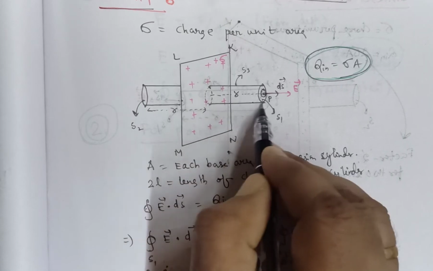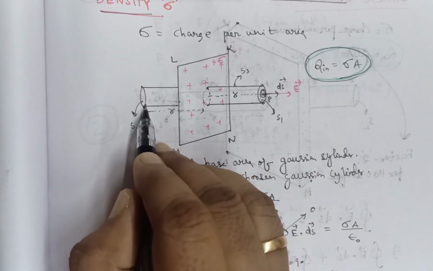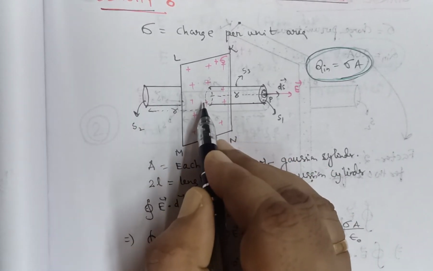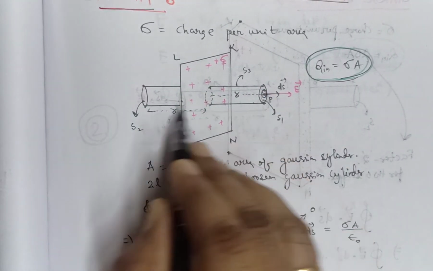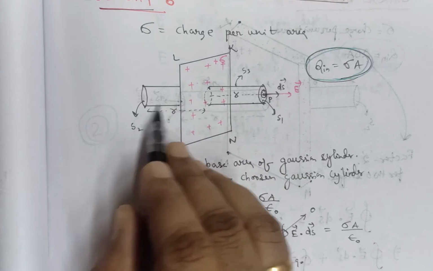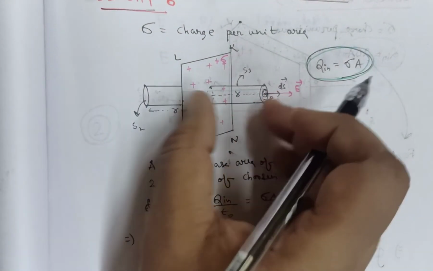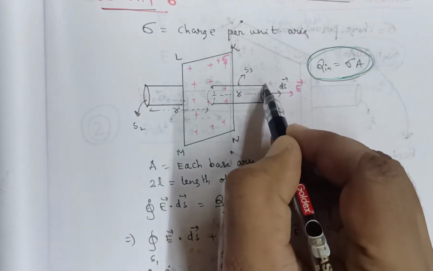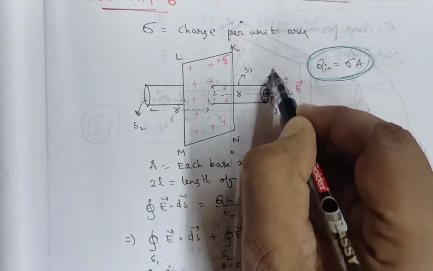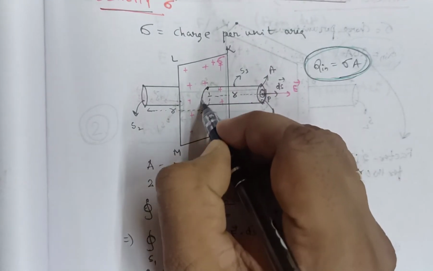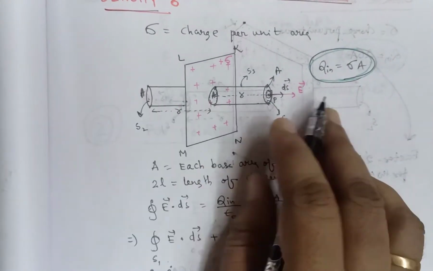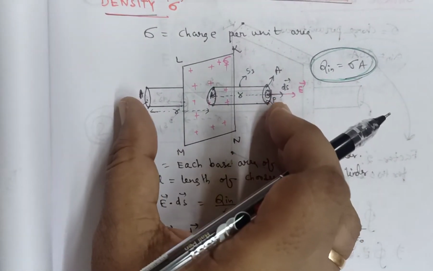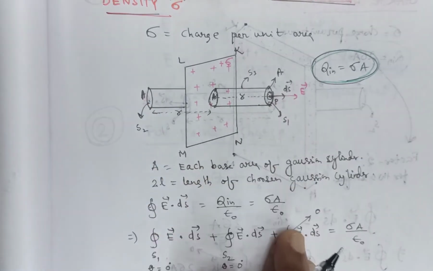Here the length is r and here the length is r. That means it is symmetrically adjusted, so the sheet is at its center. So the chosen Gaussian surface is a cylinder of length 2r. Here is r, here is r. Let its base area be A. That means this area is A and this area is also A. Base area is A and length is 2r.